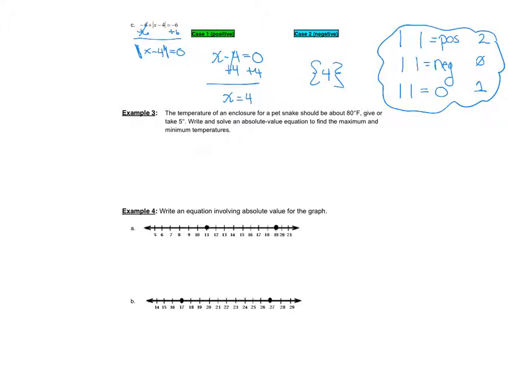Let's look at the word problem for example 3. The temperature of an enclosure for a pet snake should be about 80 degrees Fahrenheit, give or take 5 degrees. Write and solve an absolute value equation to find the maximum and minimum temperatures. Okay, so the first thing I want you to recognize is that x is going to represent the maximum and minimum values.